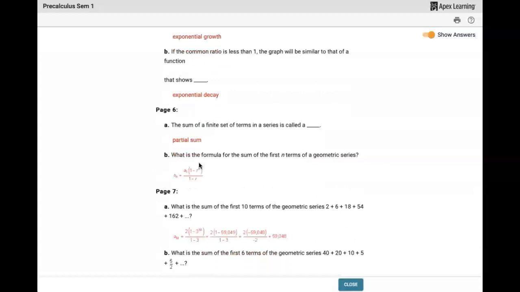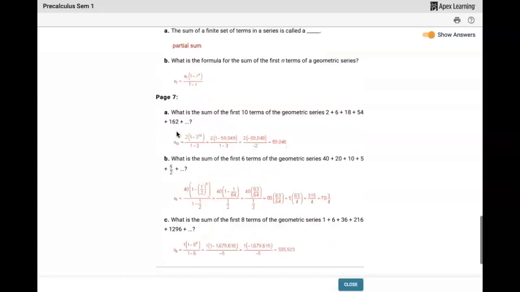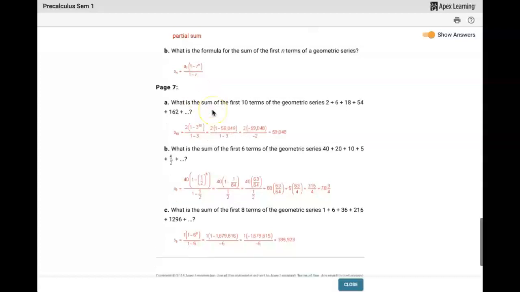Then looking at 6, the sum of a finite series is called a partial sum. In order to do the partial sum, we now have this brand new equation here, and they showed you how to derive that equation if you ever care to go back and look. But mostly it's about whether you can figure out what values we have, what we're looking for, and plug them in. I call them plug and chug problems. Plug them into the problem and you chug through them mathematically.